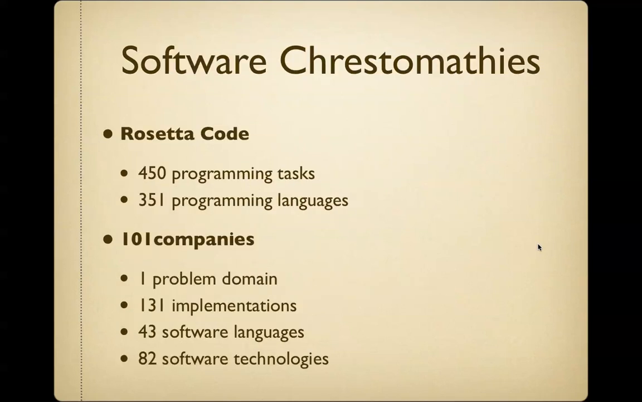The third notion that we'll introduce is a software chrestomathy. You probably have heard something about Rosetta Code. Rosetta Code is a programming chrestomathy. It's task-oriented. There are 450 programming tasks and a lot of implementations, solutions to those tasks, and they cover more than 300 different programming languages.